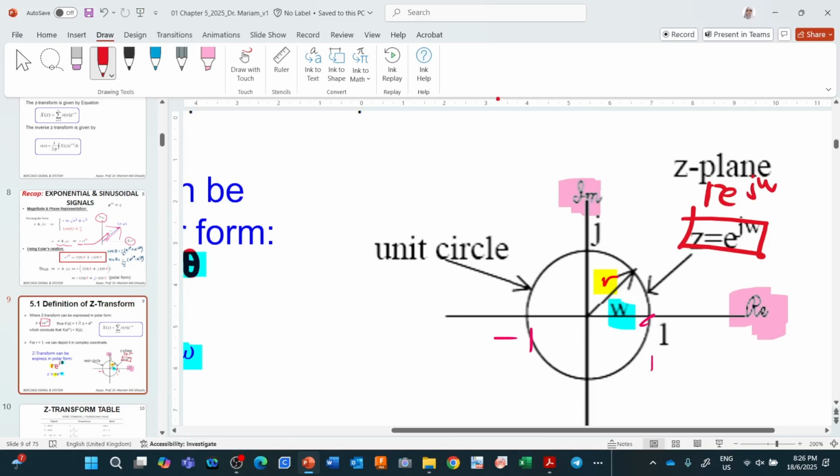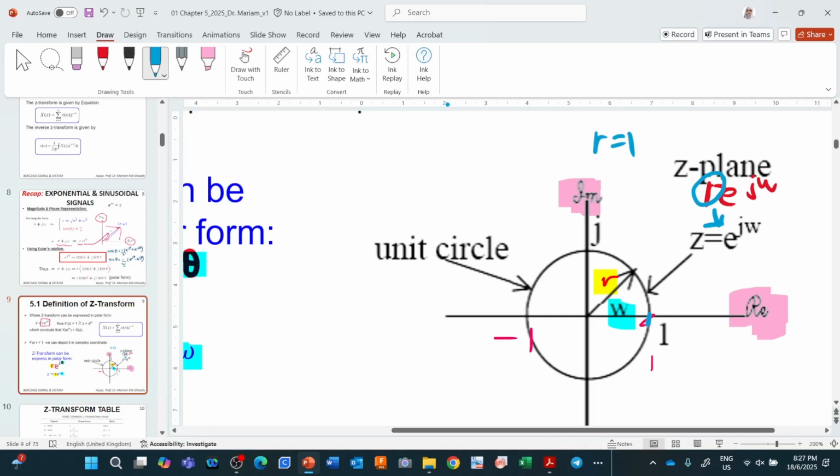But if you look at this equation, let me just delete that. If you compare it one to one, what is the value for R here? R is equal to 1. So for the Z transform plane, we have a circle of radius 1. So we have plus 1, minus 1 here, plus 1 here, minus 1 here. So it's a unit circle. We call this the unit circle.